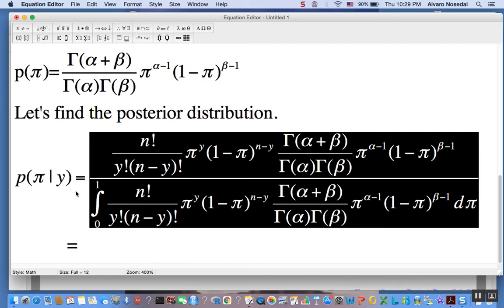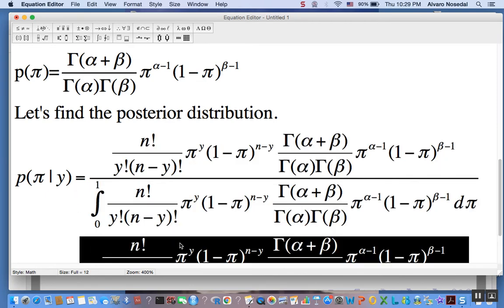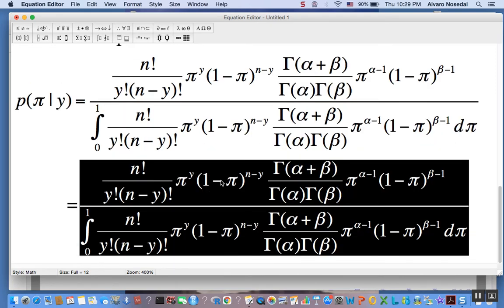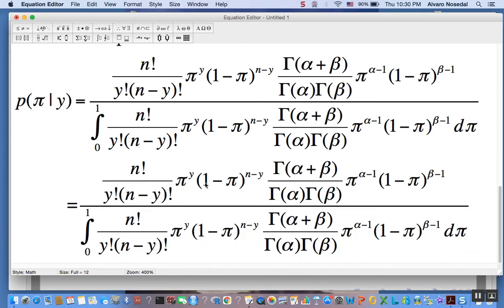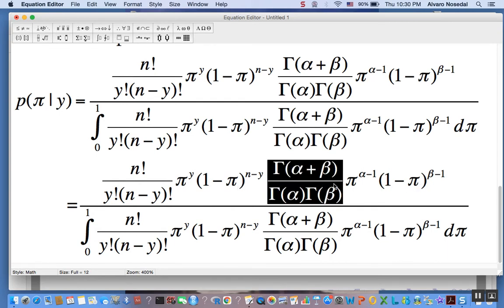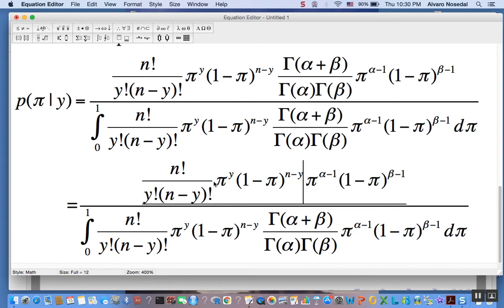So here we have pi to the power y, right? So how about we combine these terms? And the other term that I would like to combine is 1 minus pi, right? Okay, so let me move this one here.